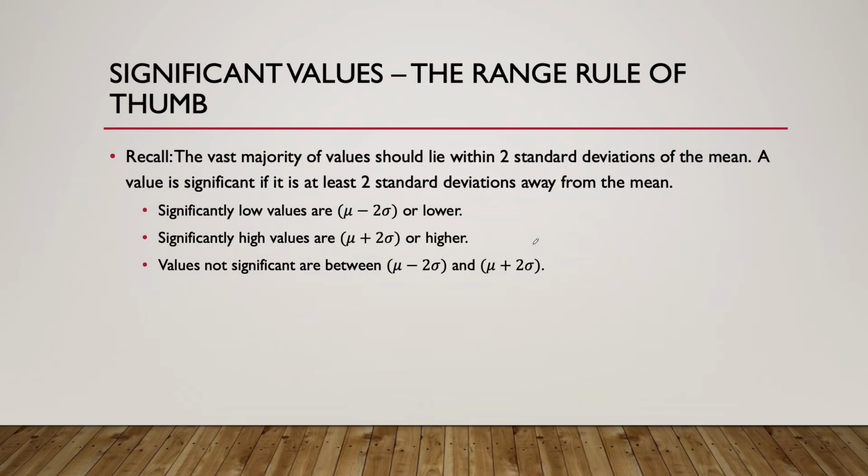Significantly high values from the range rule of thumb again. The vast majority of values should lie within 2 standard deviations of the mean. A value is significant if it is at least 2 standard deviations away from the mean. So significantly low values are mu minus 2 sigma or lower. Significantly high values are mu plus 2 sigma or higher. And the values not significant are between mu minus 2 sigma and mu plus 2 sigma.